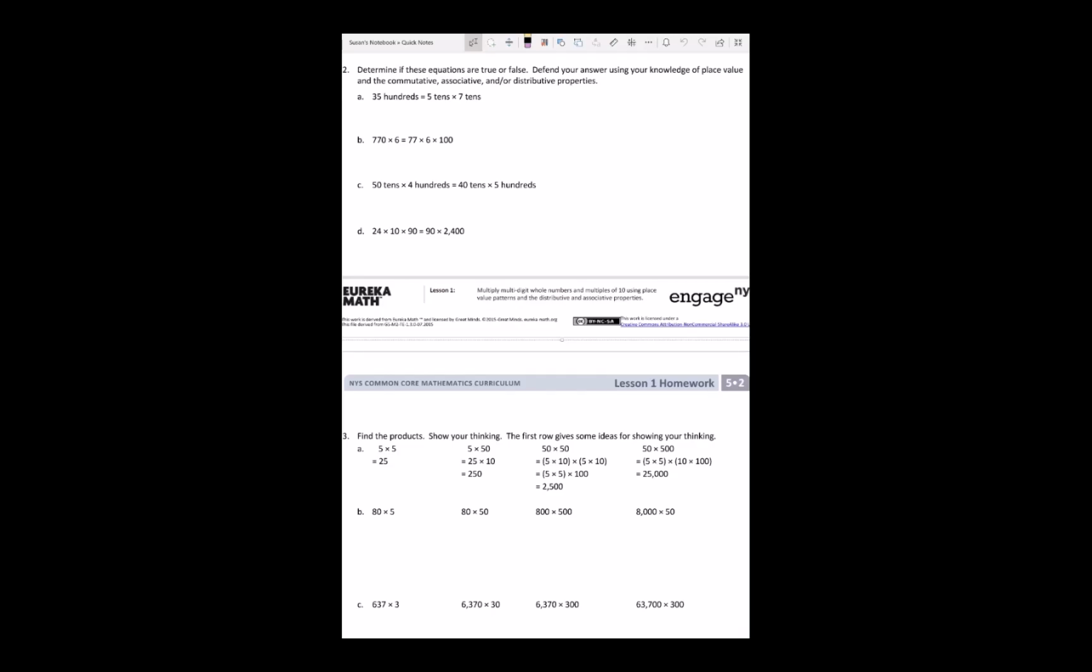I would say 35 hundredths equals 35 times 100. Is that equal to 5 tens? 5 tens is 50 times 7 tens, which is 70. So 35 times 100 I know is 3,500. Is this equal to 50 times 70? What I would do is say 5 times 7 is 35. These represent tens. 10 times 10 is 100. I put in 2 zeros. 3,500 is equal to 3,500, so this is true.